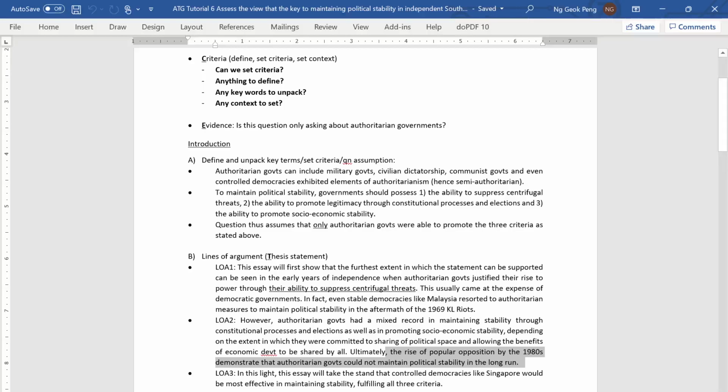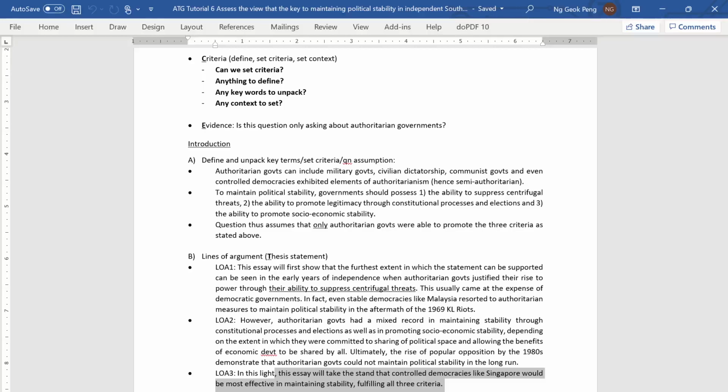So then you need to bring in your own stand: if authoritarian government is not effective, then what is effective? Finally your stand, which is only a one-liner. In this instance, I'm going to suggest controlled democracy, like a hybrid approach. You want to have the best of both worlds because we are greedy like that. So controlled democracies like Singapore would be most effective in maintaining stability, fulfilling all three criteria.